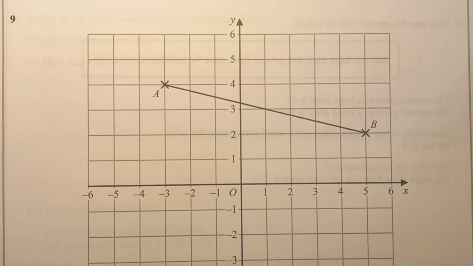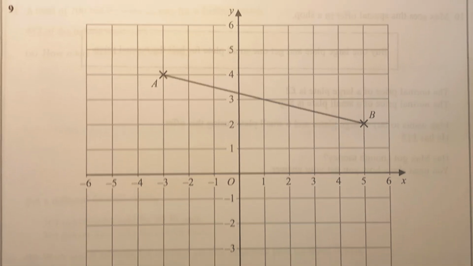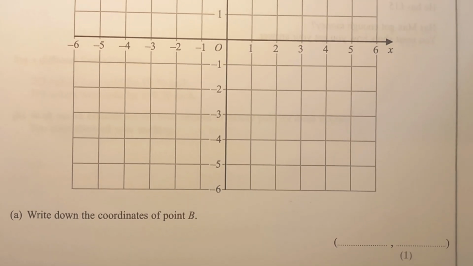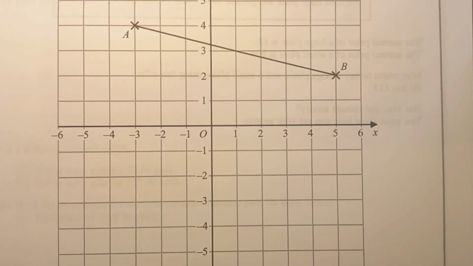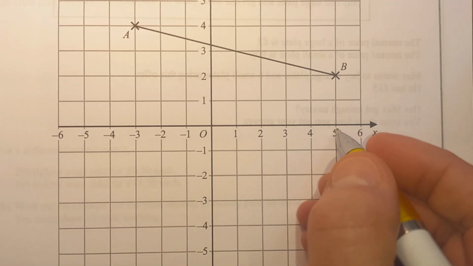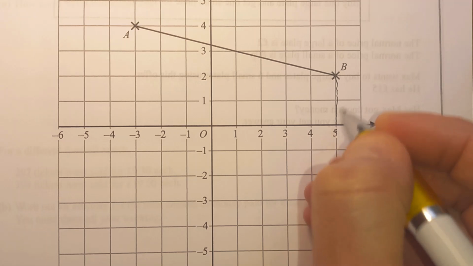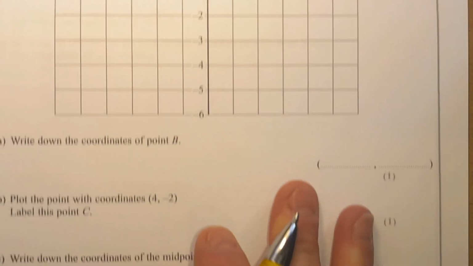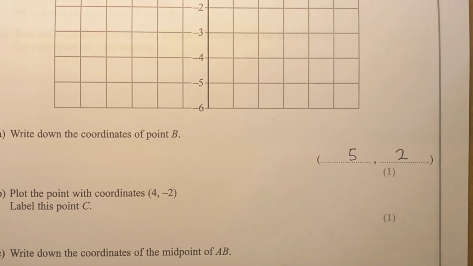Okay, question 9. So we've got a line here connecting 2 points, A and B. First part of this question, write down the coordinates of point B. So let's find B. So we want the x coordinate first, so it's going to be 5. Put a line down, and then we're going to go across to 2. So the coordinates for B are 5, 2.